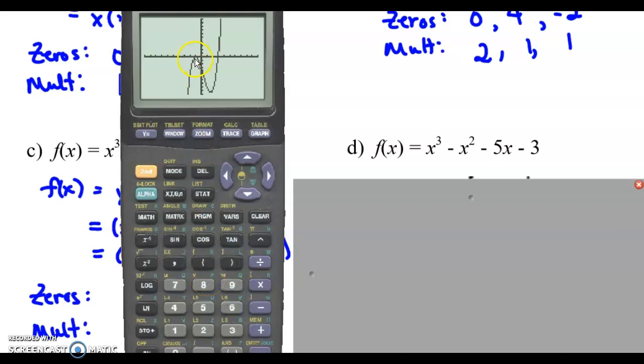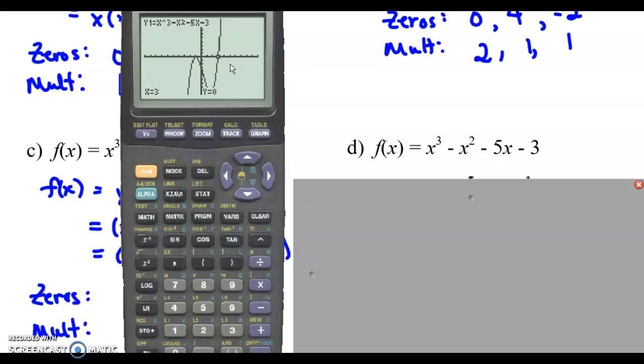All right, so I'm looking, and it looks like that might be a negative 1 right there. So I'm going to hit trace and say check negative 1. And sure enough, it tells me it's 0. So there is a 0. And because it's touching and turning here, that means it's going to be an even multiplicity, probably a 2. And then over here, let's see, that's 1, 2, that looks like 3. So let's hit trace again, 3. And yes, that is going to be a 0.